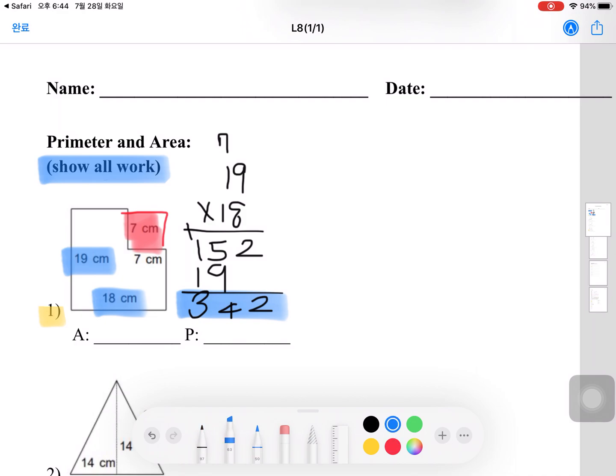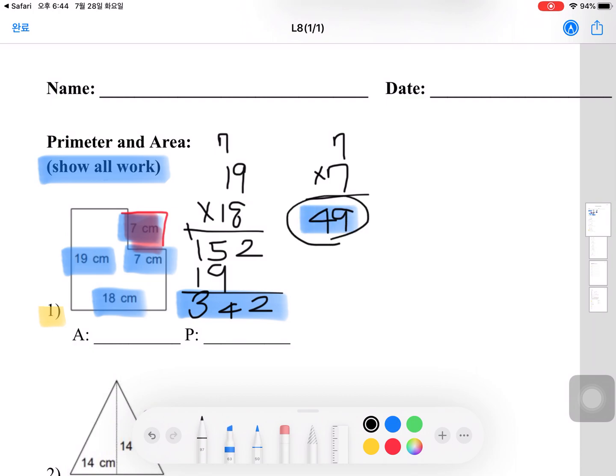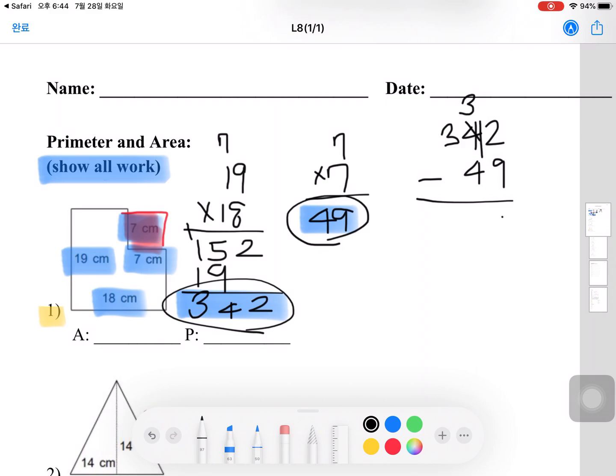In order to do so, we have to use 7 centimeters and 7 centimeters and multiply those two to get the area. So 7 times 7 is 49. Now we'll use these two numbers and subtract to find the area of the shape. So 342 minus 49 is 12 minus 9 is 3, 3 minus 4, 13 minus 4 is 9, and 2, to get 293.